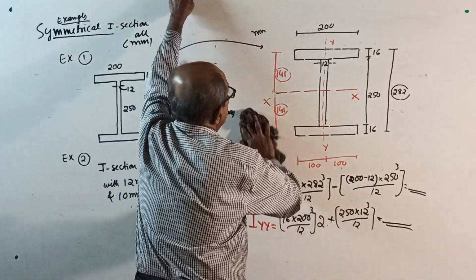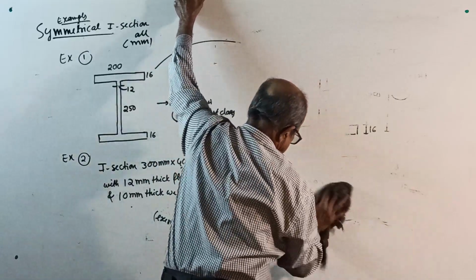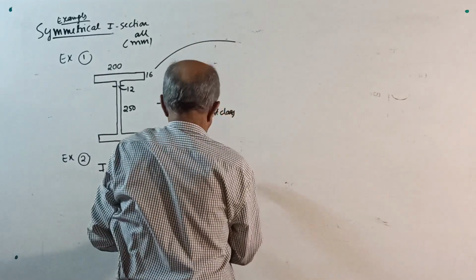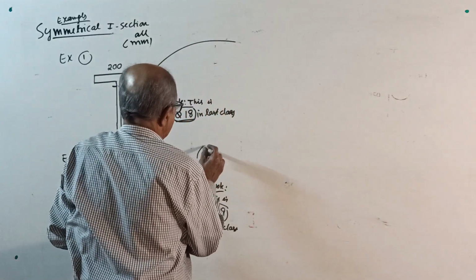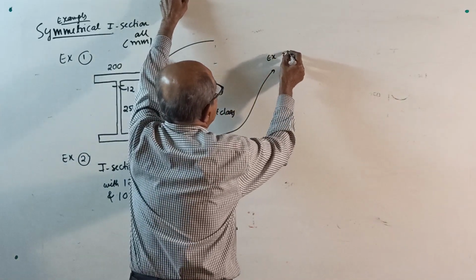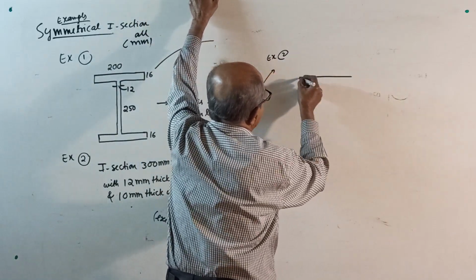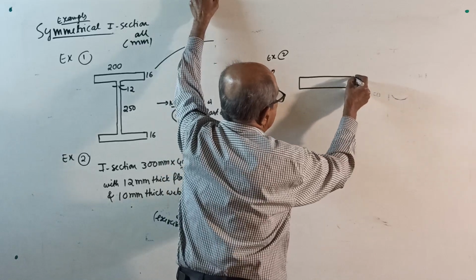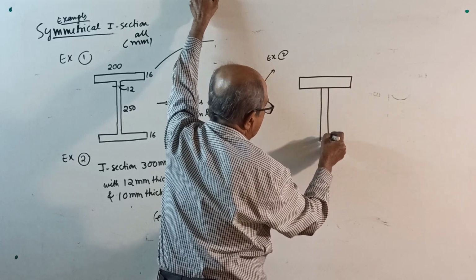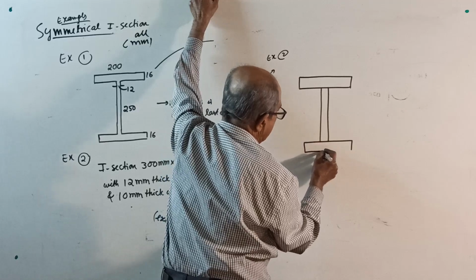Now, I'll remove this one. I'll go for the second example, which I saw last time. See, this example. That is this one. Example 2. Write the section. See, scale is not required. See, what all they have given?